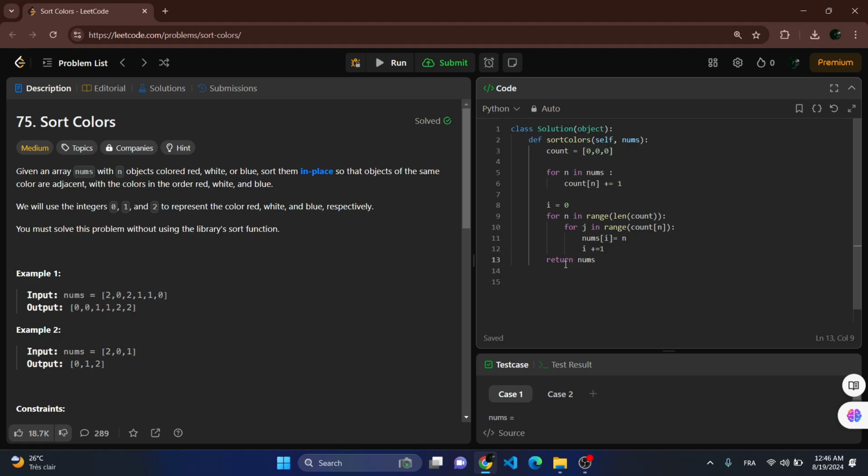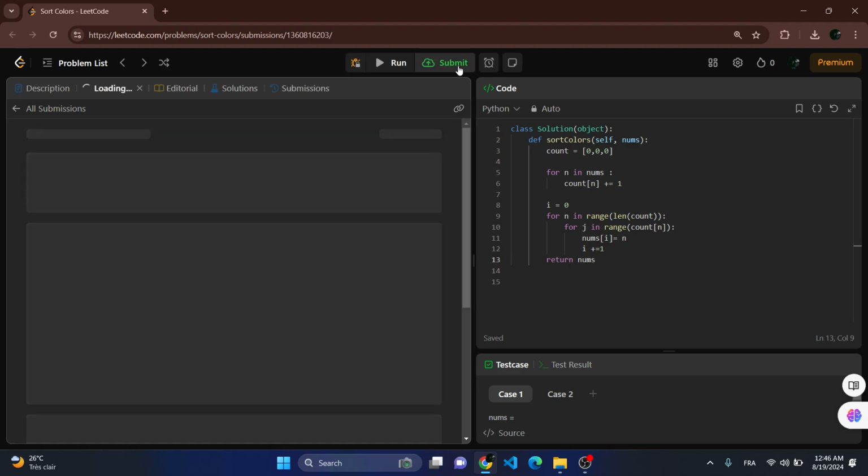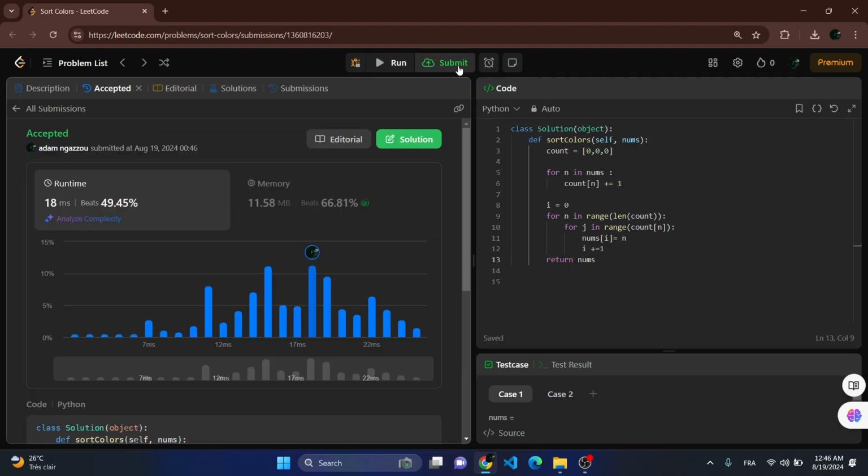In conclusion, that wraps up our discussion on solving the LeetCode 75 sort colors problem using bucket sort. I hope you found this explanation helpful and gained some insight into sorting algorithms and their applications. Let's submit it. And it's as efficient as it can get.